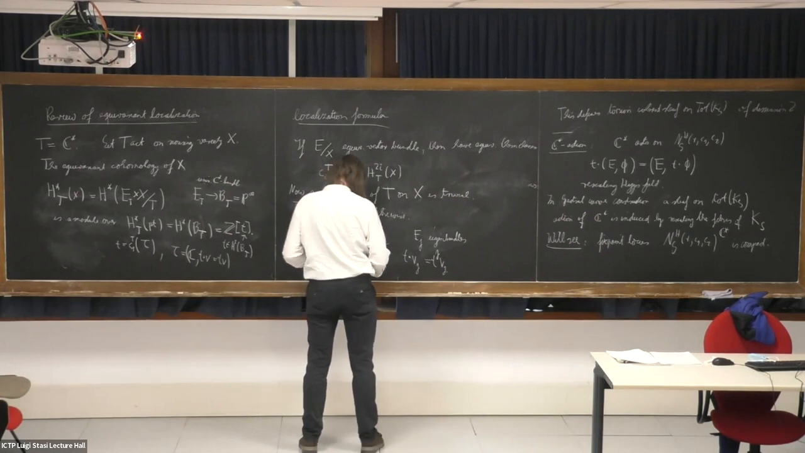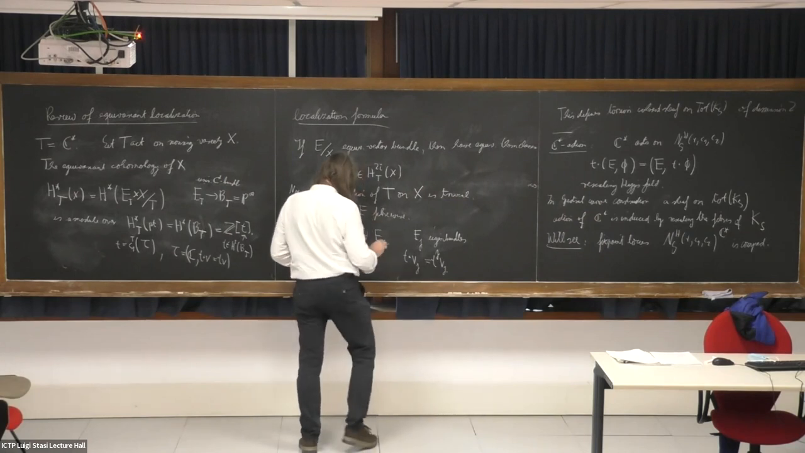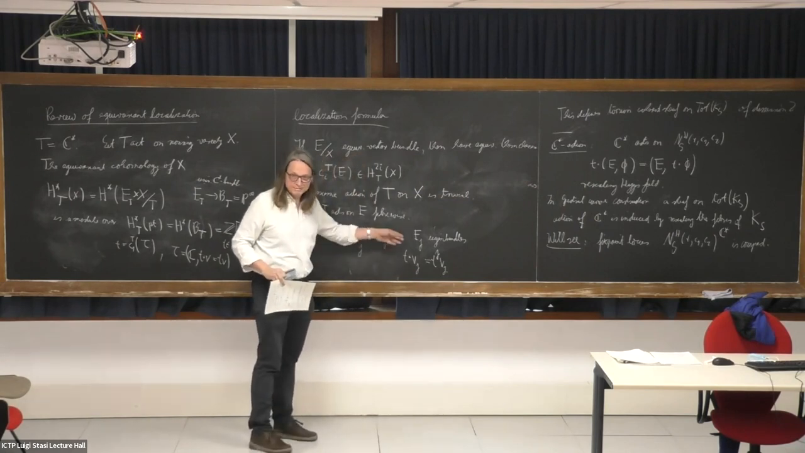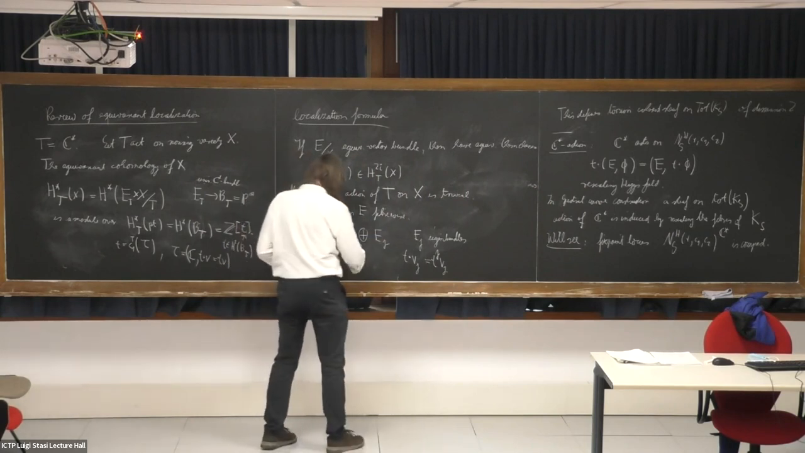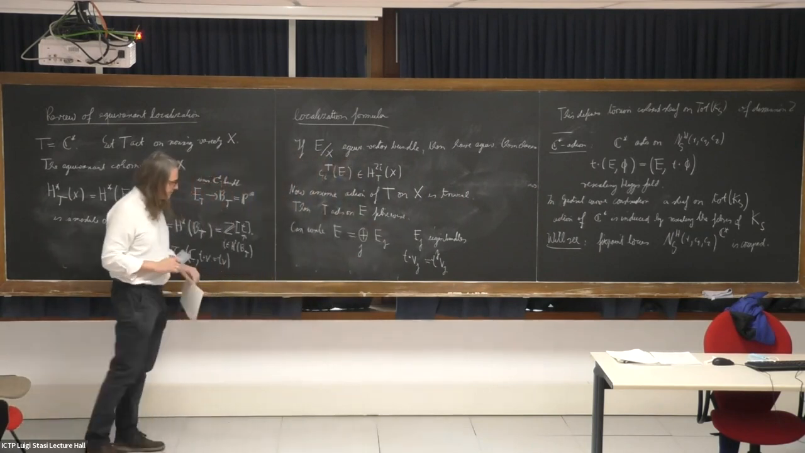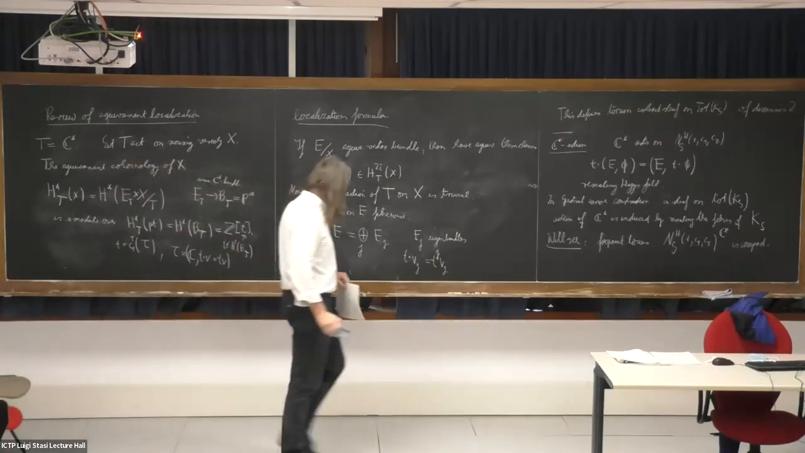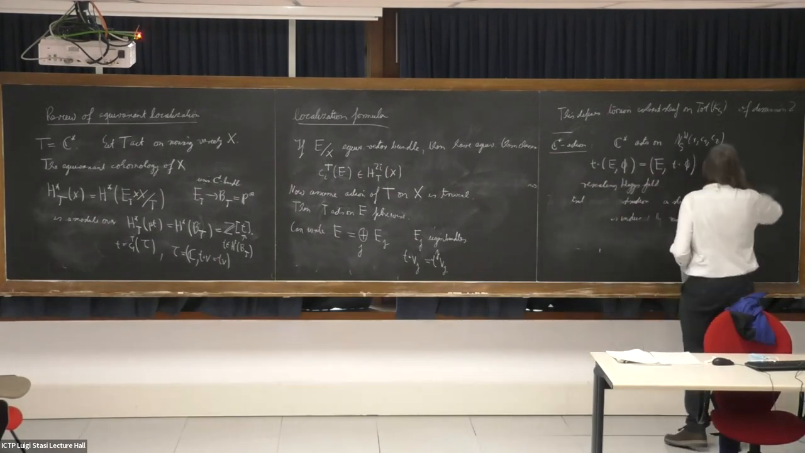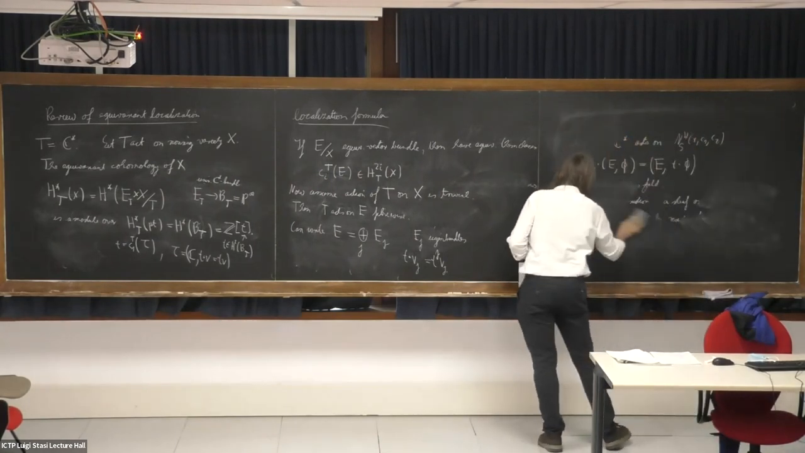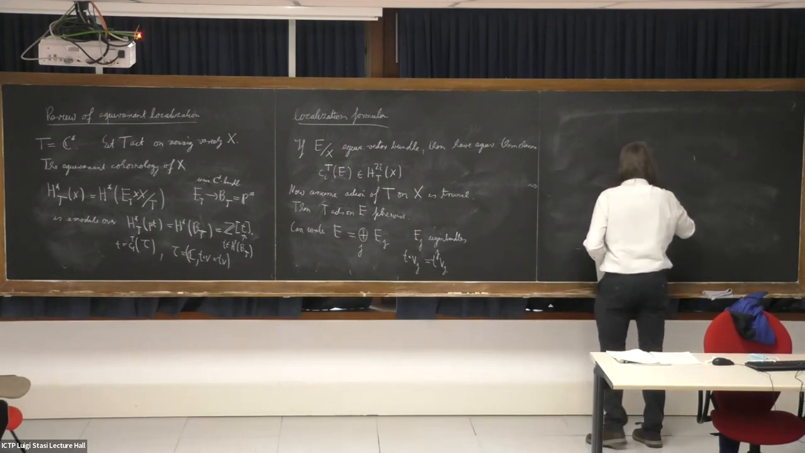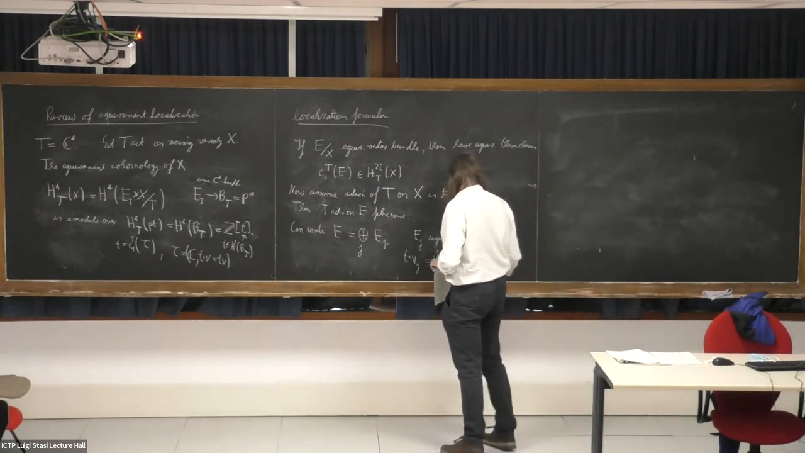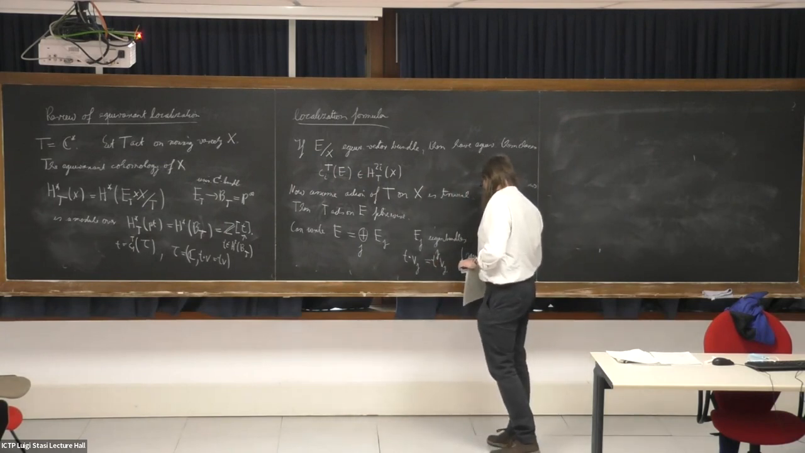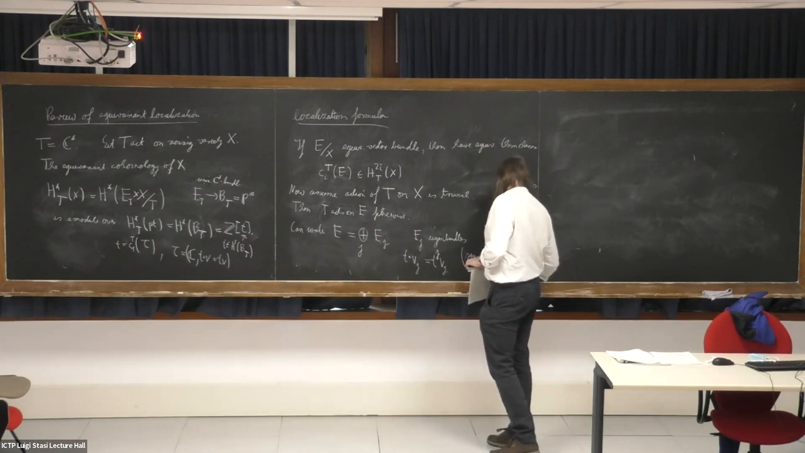So I say these j's are integers, but it's not all integers. There are some j's in Z, but it's a finite set. So E splits like this into eigenbundles. So this works to say that T acts on E_j with weight j.